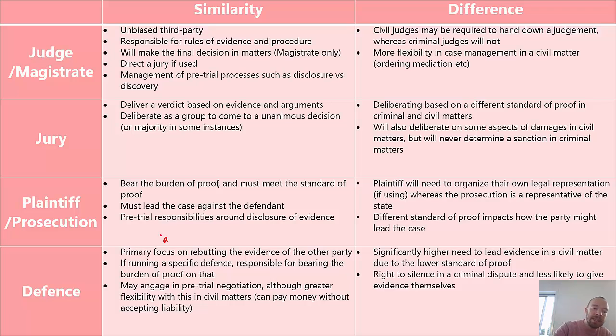So we have here in front of us a big section of similarities and differences. I won't dwell on the similarities too much because they are effectively those roles that we just talked about. So unbiased third party judge, make final decision, management of pretrial processes, so disclosure in criminal law for the prosecution to disclose to the defence versus discovery disclosure in a civil matter. So there is disclosure in civil matters as well. Juries deliver verdicts. Plaintiff prosecution always bears the burden of proof.